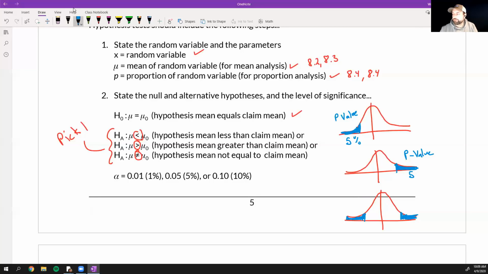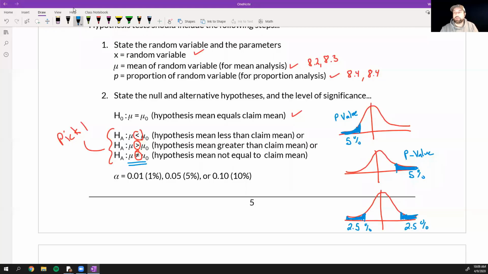This would be 5%. And in this case, you've got 2.5% under the left tail and 2.5% under the right tail. So you have to be careful when you have something that's not equals, because you have to remember to divide that area between both tails. Okay? And sometimes the calculations that we're going to use are going to give you the area, 5%, but you have to remember to divide it up under both tails.